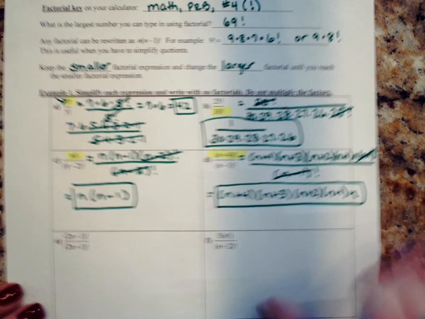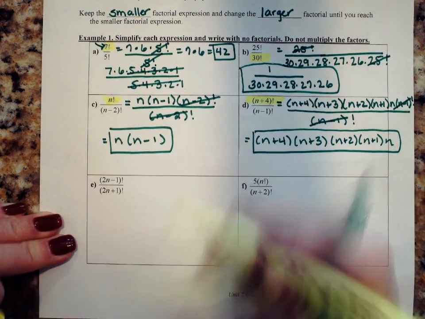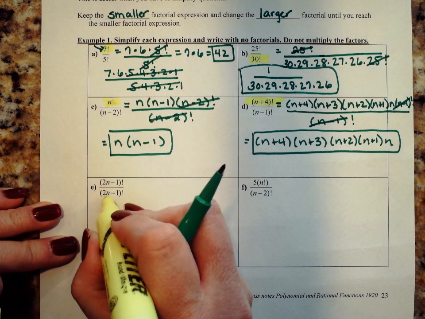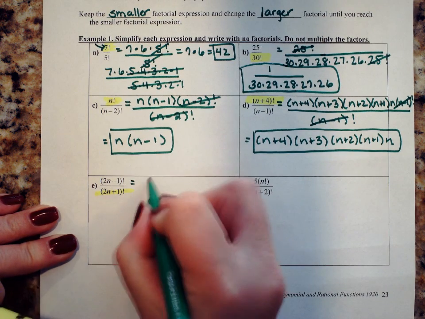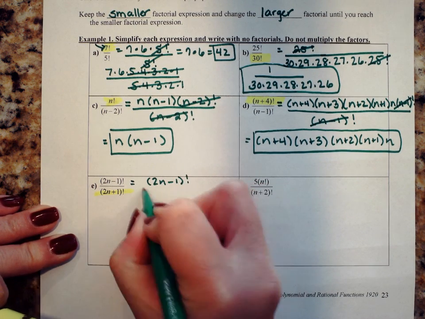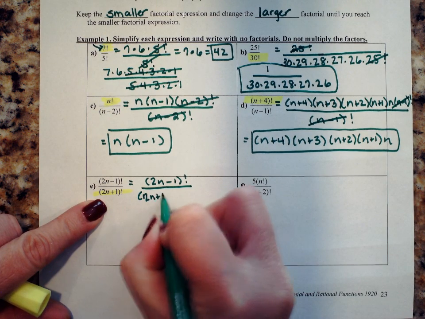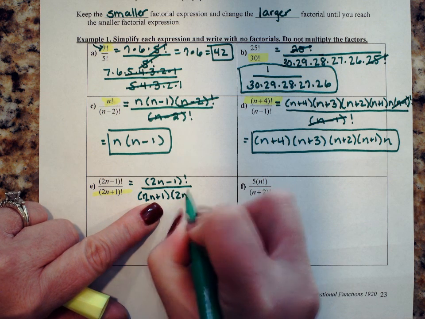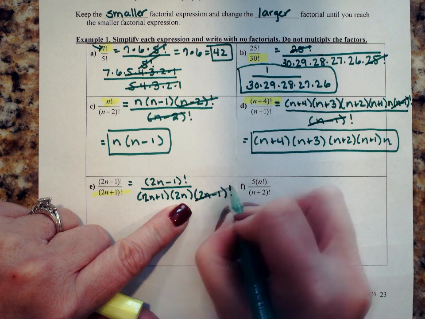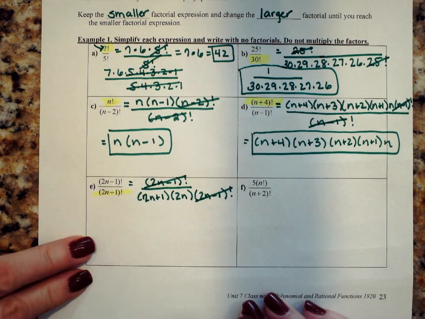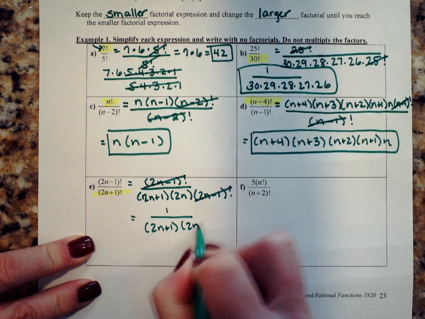When you take a look at E, 2n minus 1 factorial divided by 2n plus 1 factorial, 2n plus 1 is larger than 2n minus 1. So I'm going to leave my 2n minus 1 factorial alone. I'm going to take 2n plus 1, subtract 1 from this, which leaves me with 2n, subtract 1 from 2n, which gives 2n minus 1 factorial. The 2n minus 1 factorials cancel out, so I'm left with 1 over 2n plus 1 times 2n.